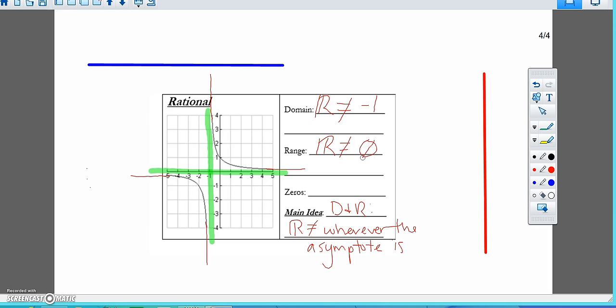So the main idea is that domain and range are real numbers not equal to wherever the asymptote is. So when you drag your pen across, it's wherever you hit that wall. That's what it's not equal to. Zeros: since there is an asymptote on the axis, the zeros are none.